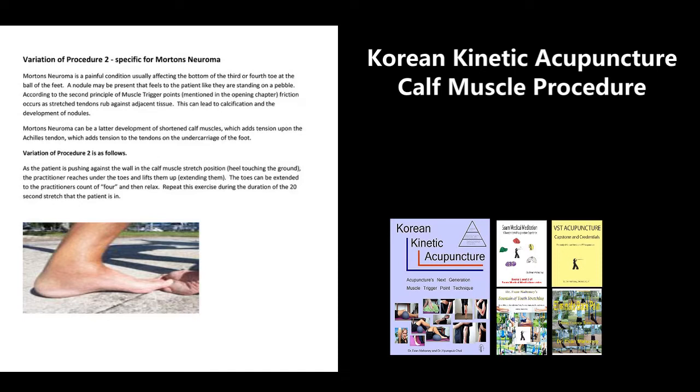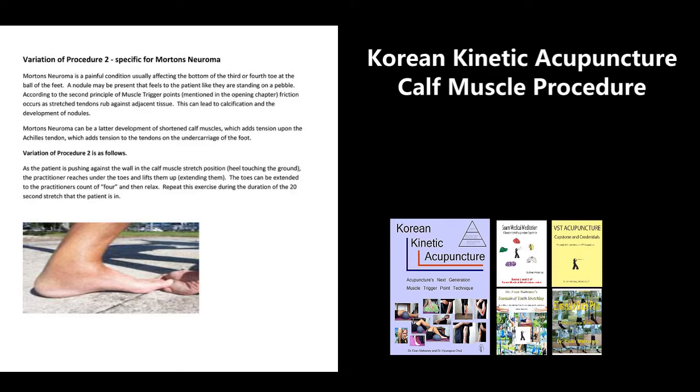So you can do kinetic acupuncture for Morton's neuroma by having them sit in a chair, put the leg up on the lap, you put the calf muscle in a stretch, you insert the needles, you extend the toes, insert the needles at the Morton's neuroma, extend the toes, and then have the patient flex the toes against your own resistance.